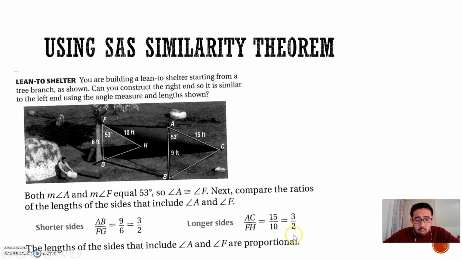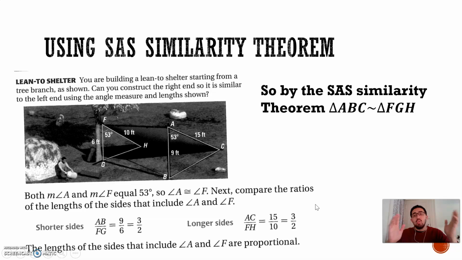It's also 3 over 2, okay? So the lengths of the sides that include A and F are proportional, therefore the two triangles are similar. Okay, so then we can know that the two triangles are similar, which means we can construct the right end so that it is similar to the left end.